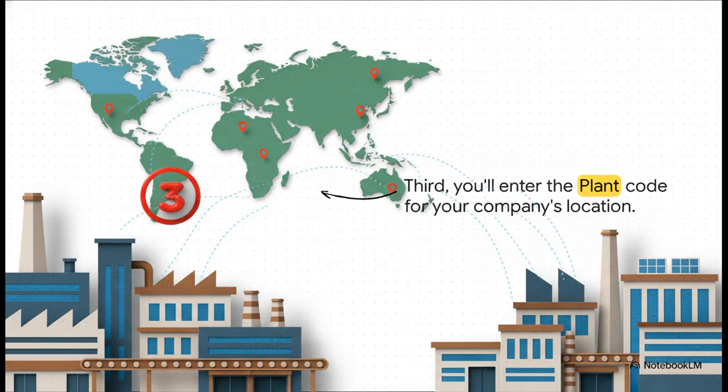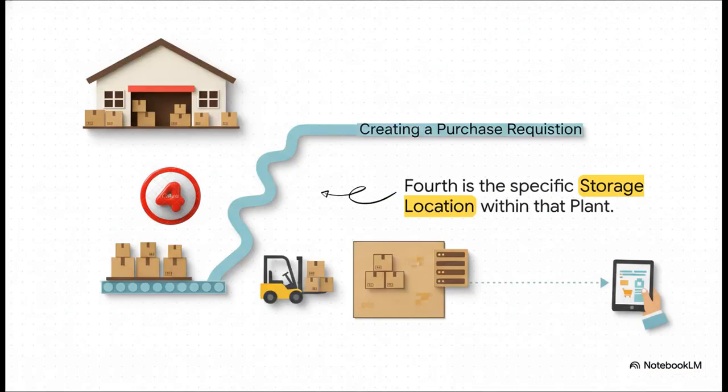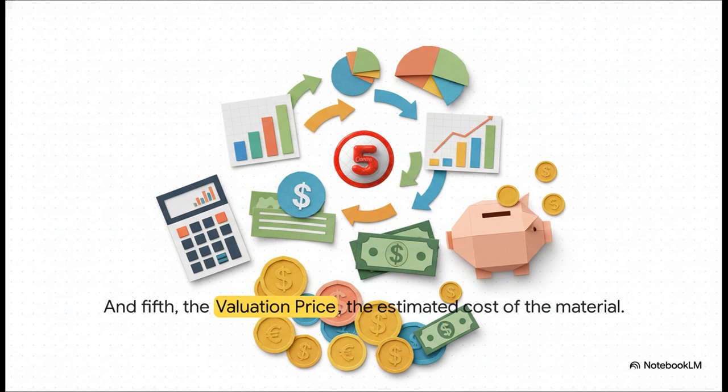Third is the plant. This code just tells SAP which of your company's facilities or locations is making the request. It's vital for things like shipping and budgeting. Fourth, we get even more specific with the storage location. This tells the warehouse team the exact spot within that plant where the item should be delivered. And number 5 is the valuation price. This is just the estimated cost of the item. It doesn't have to be perfect, but it's really important because the system uses this price to figure out who needs to approve the purchase.